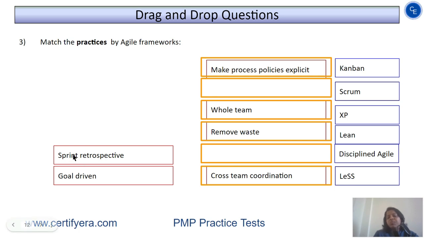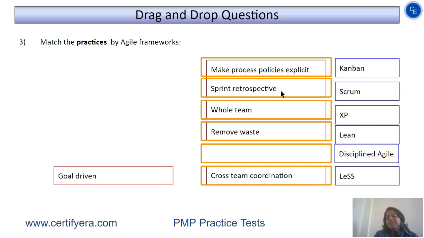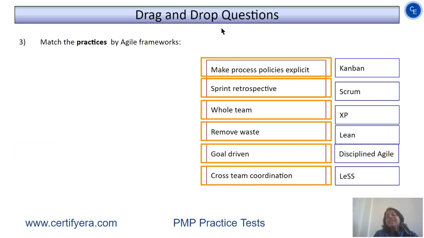Sprint retrospective. Sprint retrospective is one of the events that we conduct in Scrum framework at the end of each sprint. Goal driven. Goal driven is a practice that we get to hear in an approach where we try to understand a list of given practices, given principles, and we try to choose from the given list of different practices and different tools and techniques. So this goal driven approach belongs to Disciplined Agile framework.